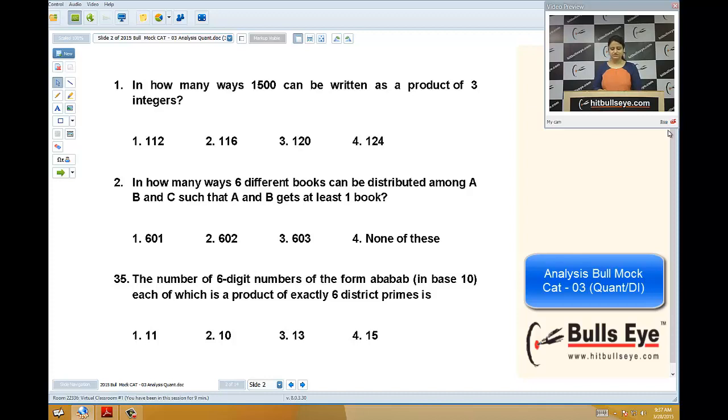In how many ways can 1500 be written as a product of three integers? See, what was the keyword here? Integers. What do you mean by integers? 0, plus minus 1, plus minus 2, and so on. I mean the complete numbers where fractions are not allowed, decimals are not allowed. We'll take 0, all the positive numbers and all the negative numbers. So it says in how many ways 1500 can be written as a product of three integers.